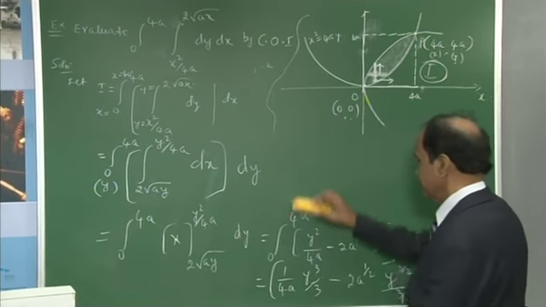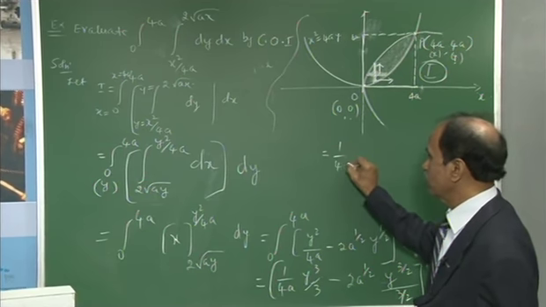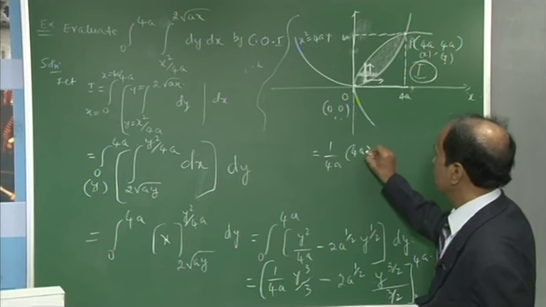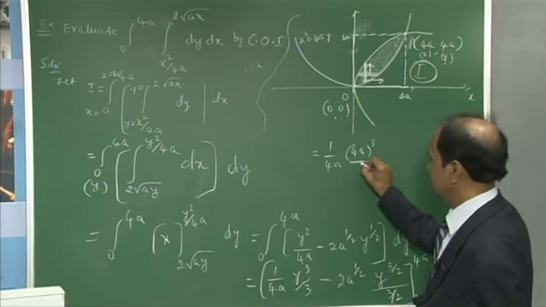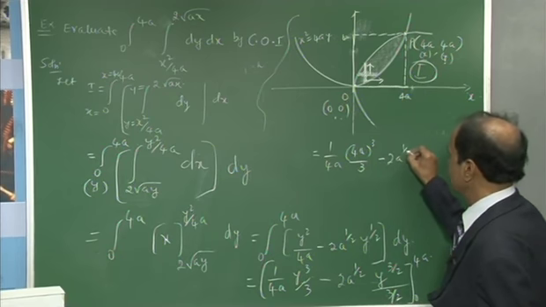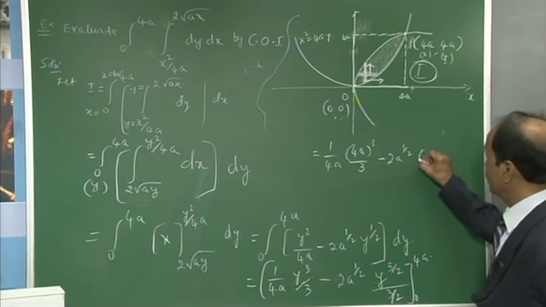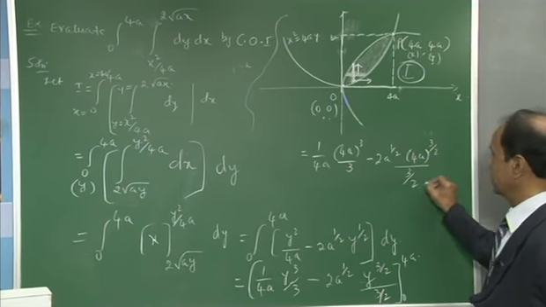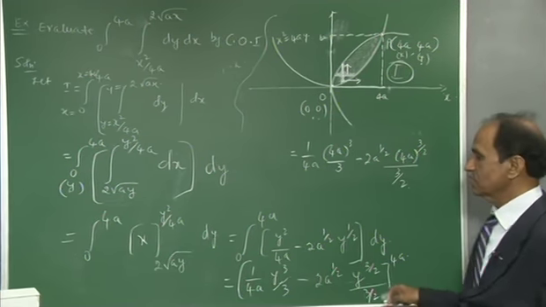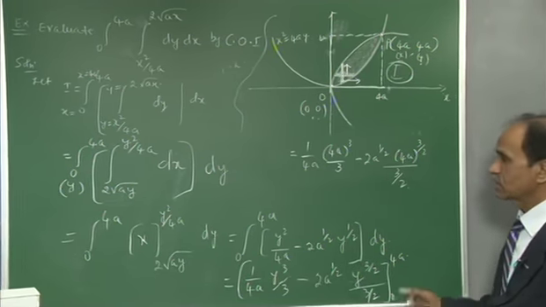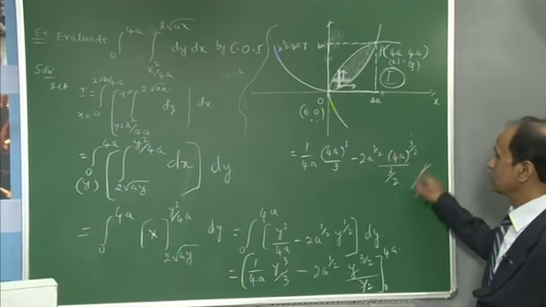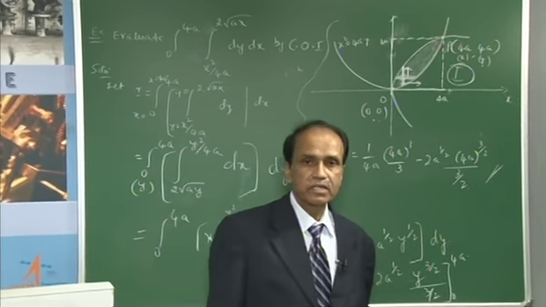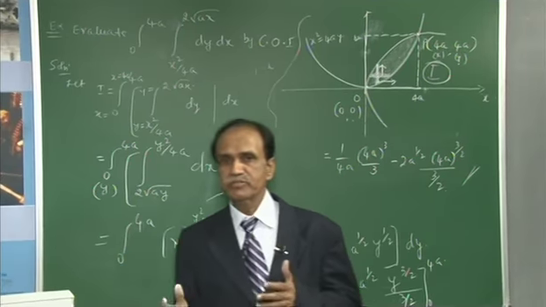What is that value here? That is 1 by 4a, and y cube means 4a whole cube by 3, minus 2a to the power half and 4a whole to the power 3 by 2 divided by 3 by 2. Obviously for the lower limit both terms have the variable and the limit is 0, so no term exists. Of course, some simplifications you can do. This is one situation which we are considering for intersection between two parabolas.